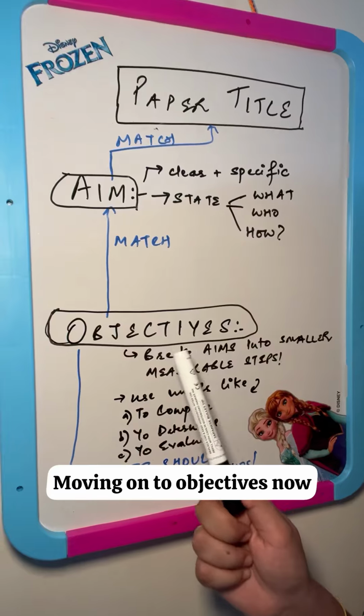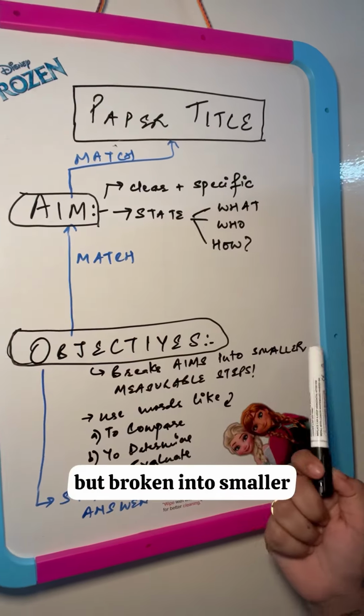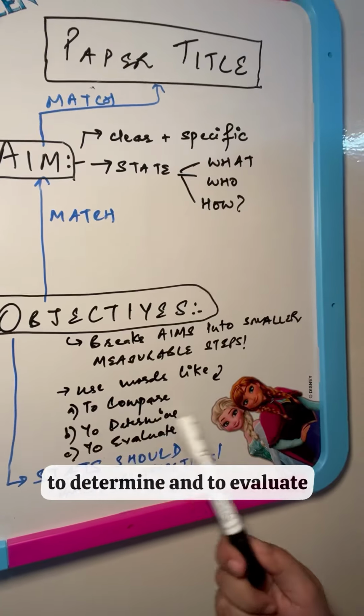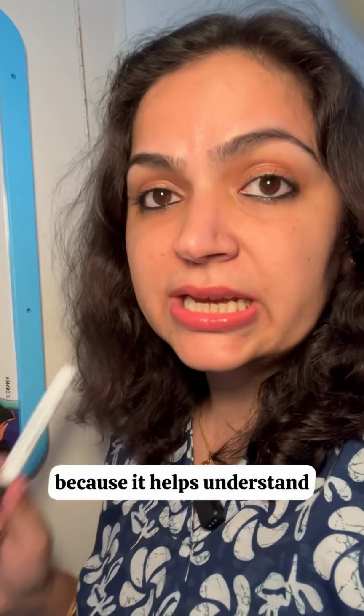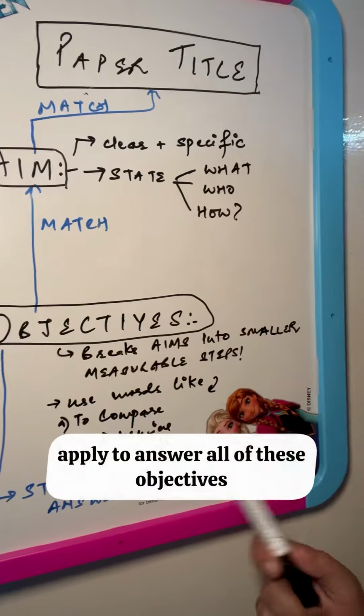Moving on to objectives now. Now, objectives are obviously your aims, but broken into smaller and more measurable steps. So, when you do that, make sure that you use words like to compare, to determine, and to evaluate. Why these words help is because it helps understand what kind of statistical tests you would apply to answer all of these objectives.